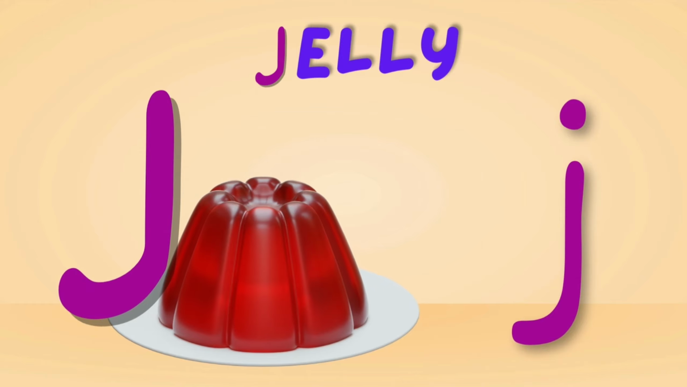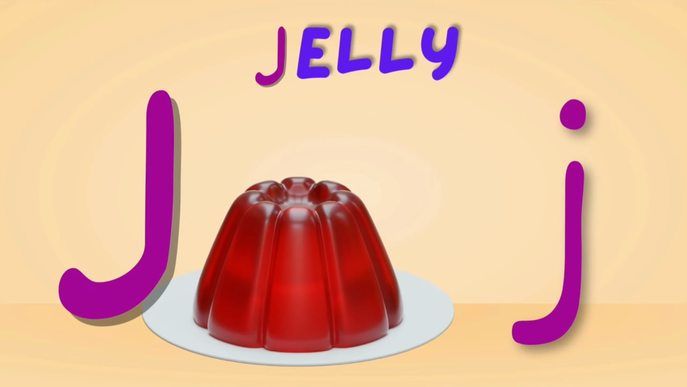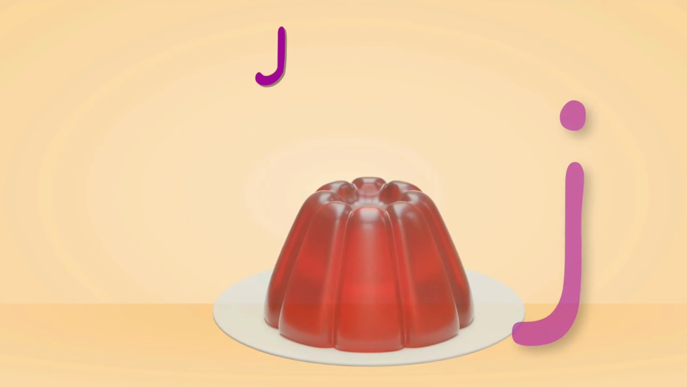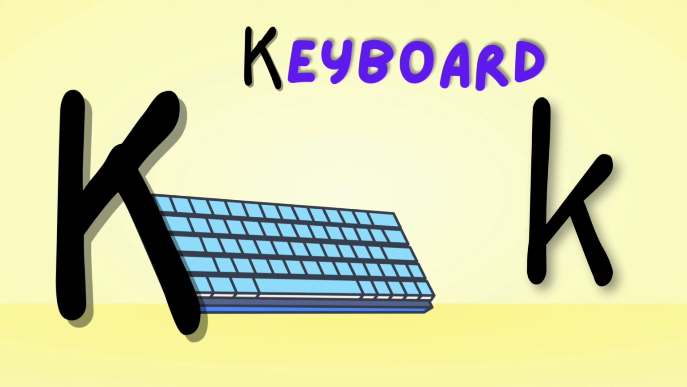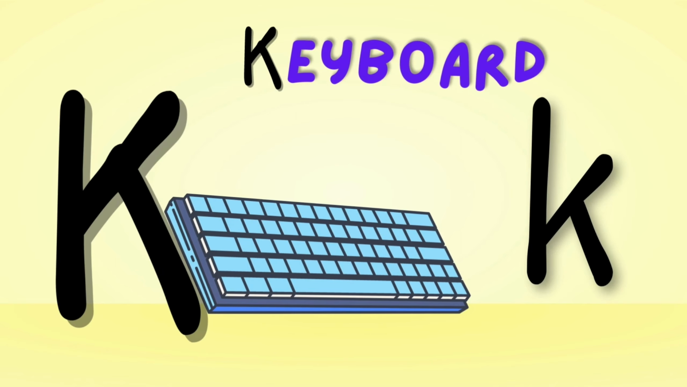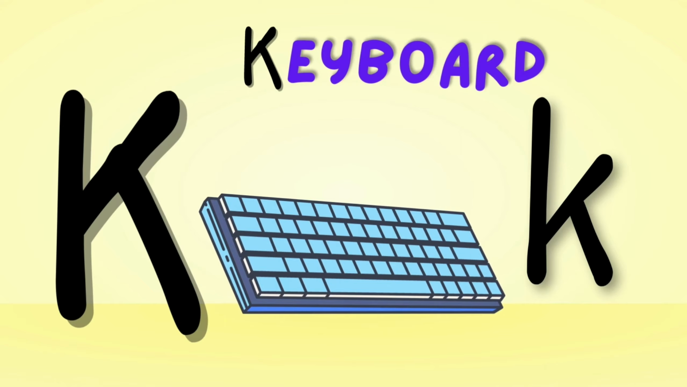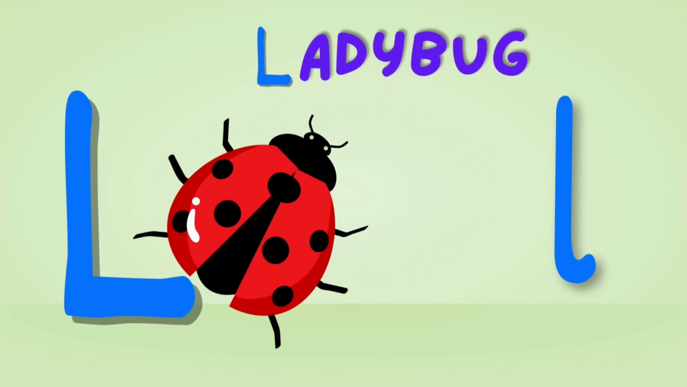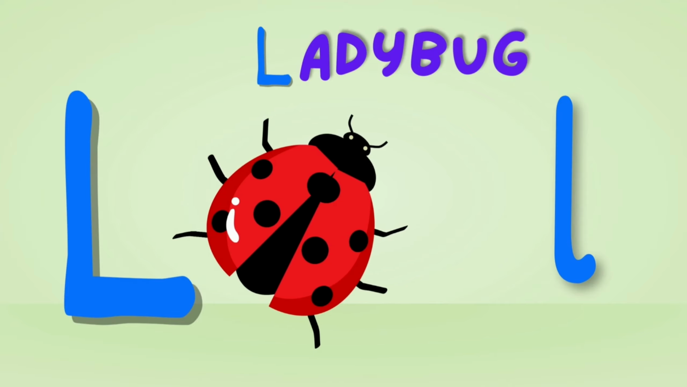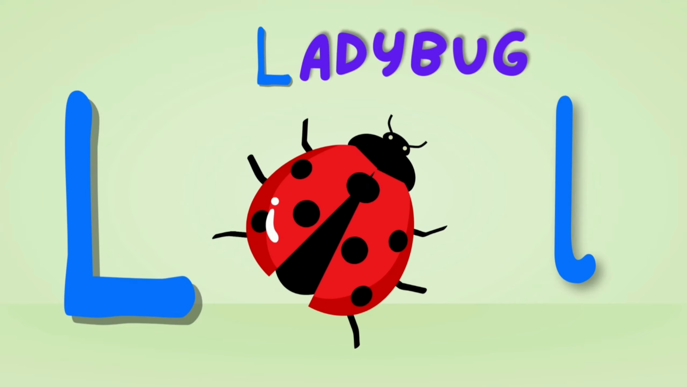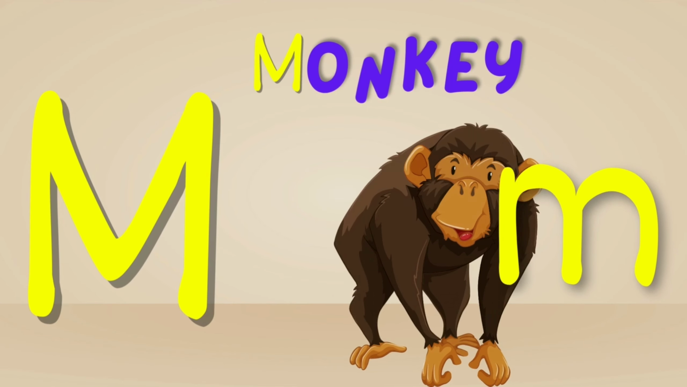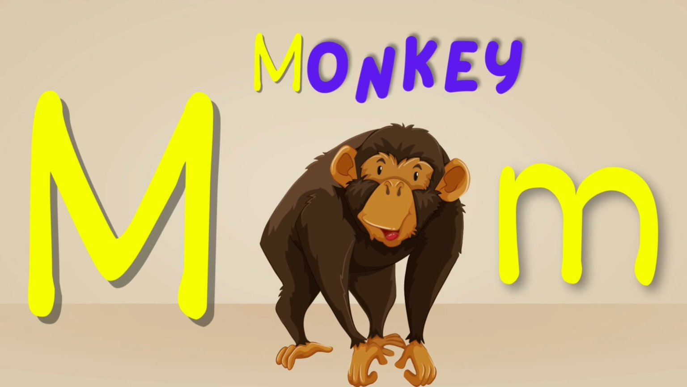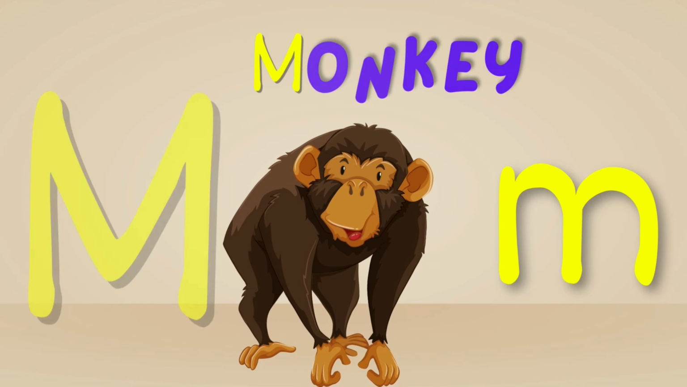J is for jolly. This is a jolly. K is for keyboard. This is a keyboard. L is for ladybug. This is a ladybug. M is for monkey. This is a monkey.